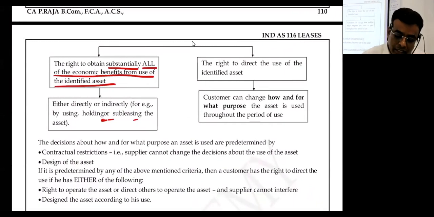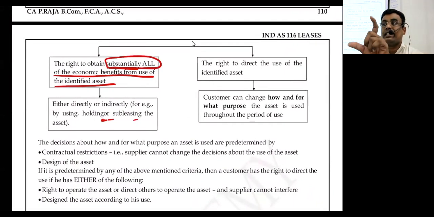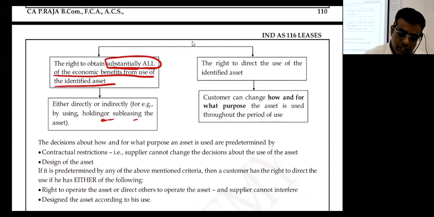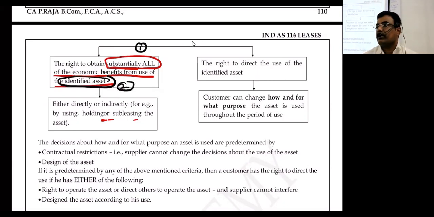Right to obtain substantially all the economic benefit. Substantially, not completely. Please understand, substantially all economic benefit. Yes or no? Okay. Economic benefit from use of identified assets. So what is this? We'll be discussing.